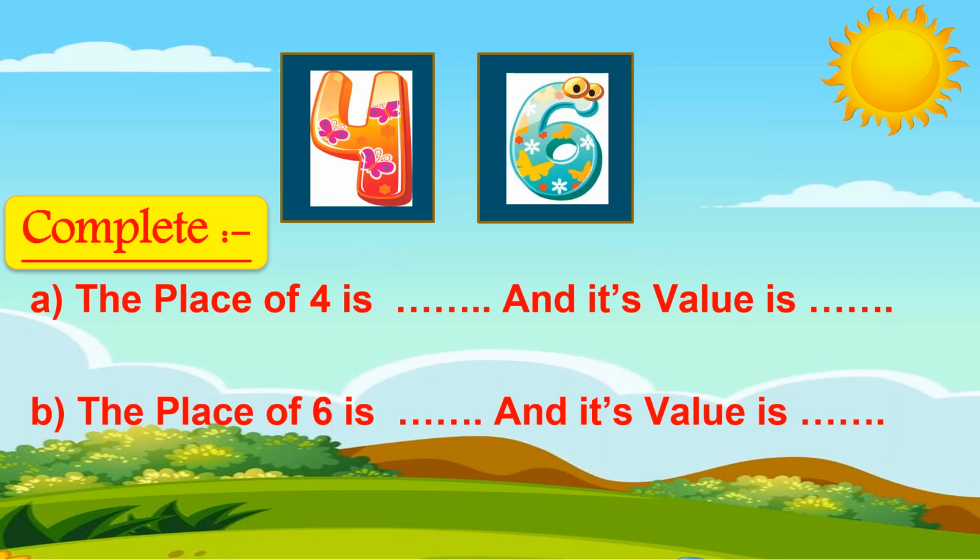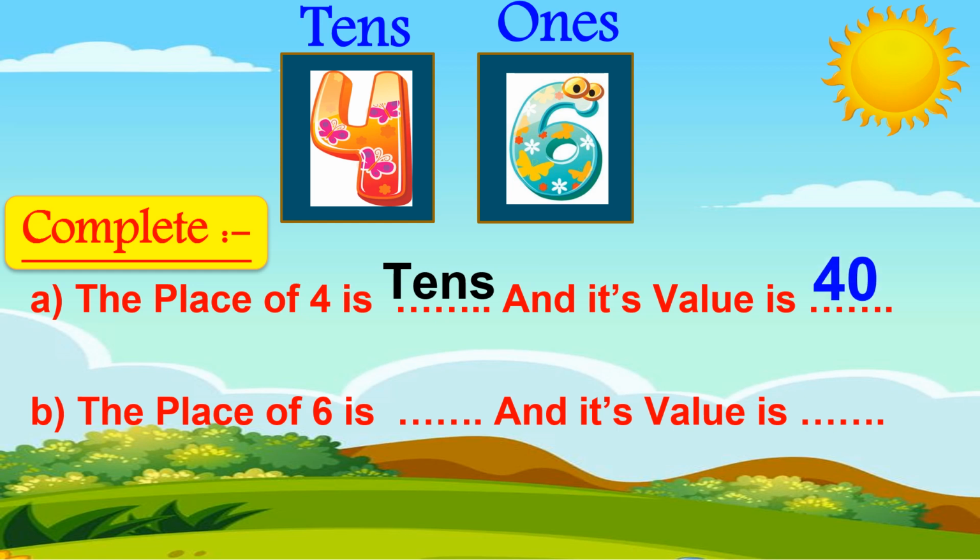I have here 46. Let's solve together. First step, I must put the ones and the tens. Here, complete: the place of 4 is, and its value is. Where is number 4? In which place? Tens. And the value. Tens take how many 0? One 0. So the answer will be 40.